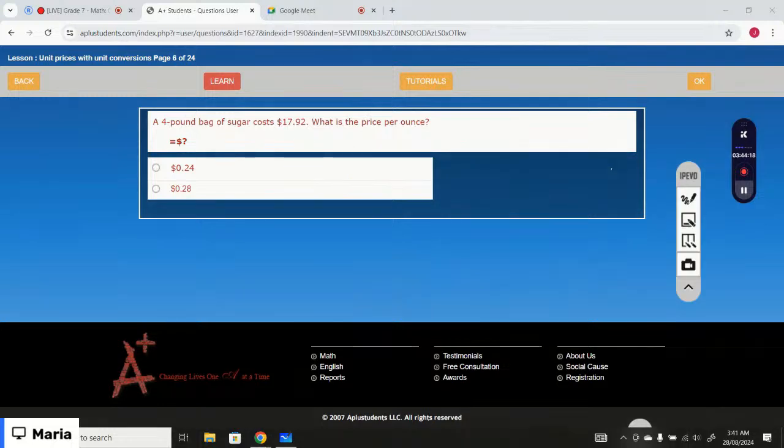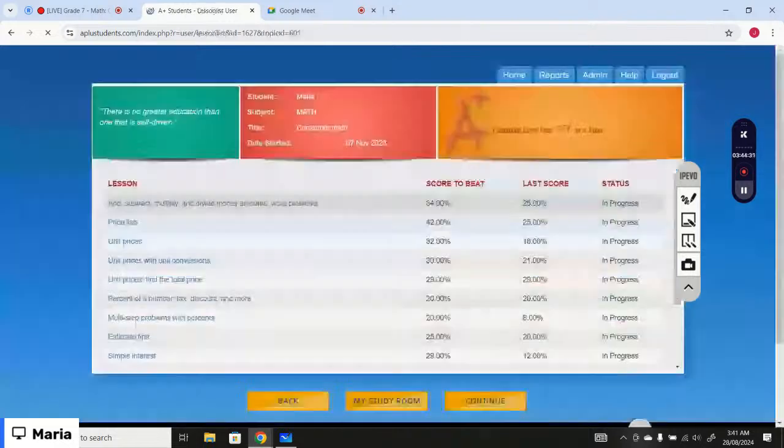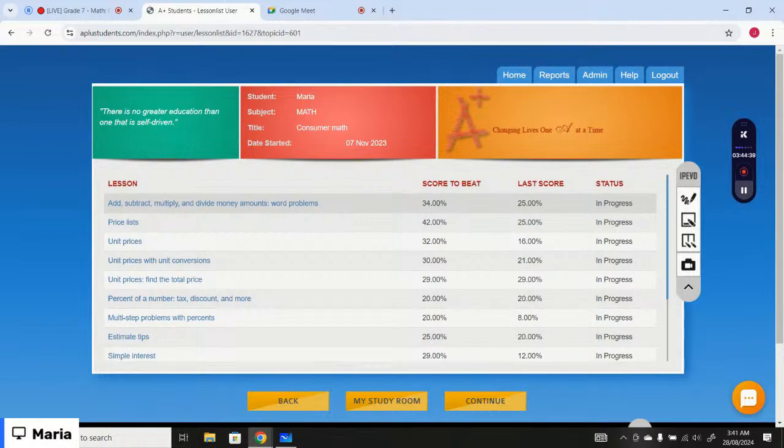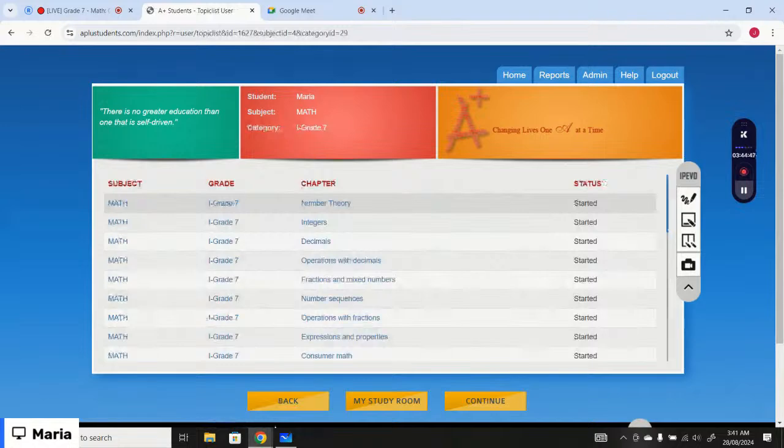Okay, you can complete the lesson by yourself later today. So we were working on grade 7 math. The chapter we were working on is consumer math. The lessons we have covered today are price list, unit prices, and unit prices with conversions. So please make sure before the next session you complete all the practice questions for the lessons we just did. That is your homework until the next session, right?